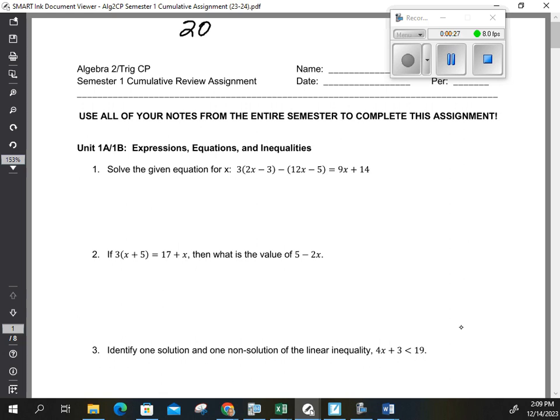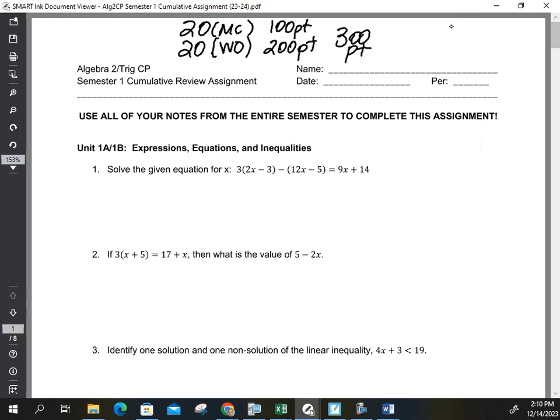There are 20 multiple choice, and there are 20 workout. The multiple choice is 100 points. The workout is 200 points. So it is a total of 300 points. It is a 300-point final.